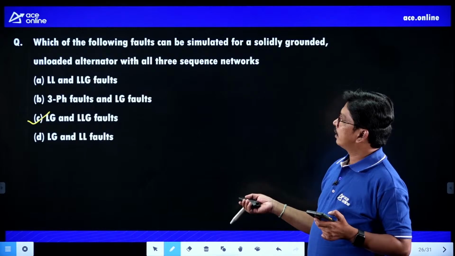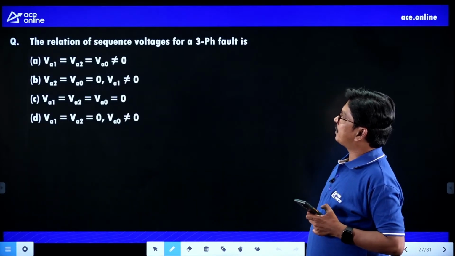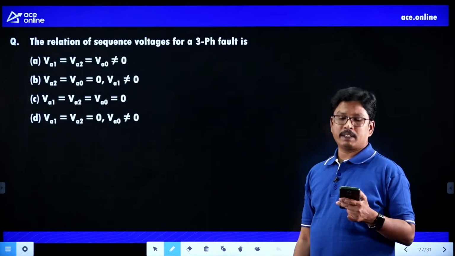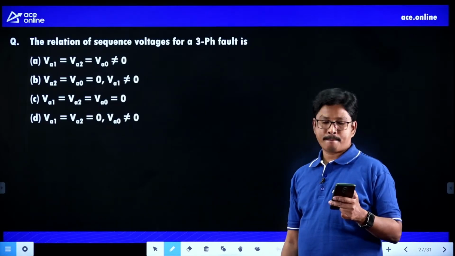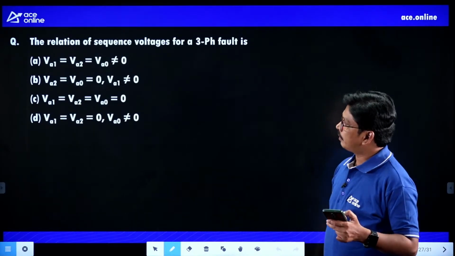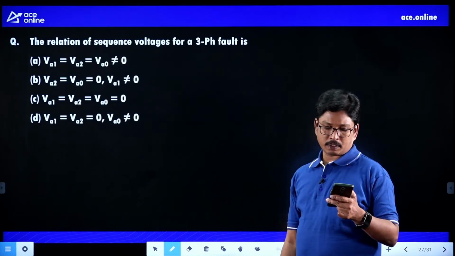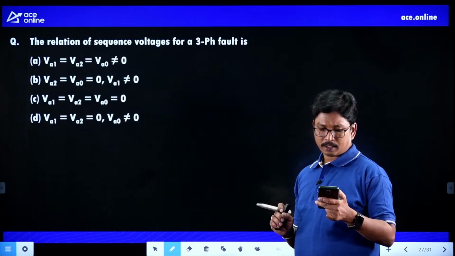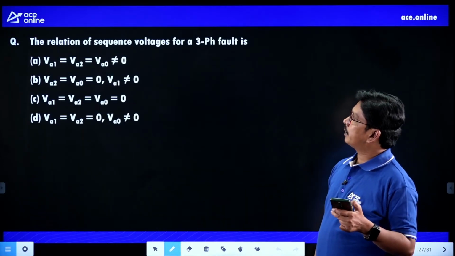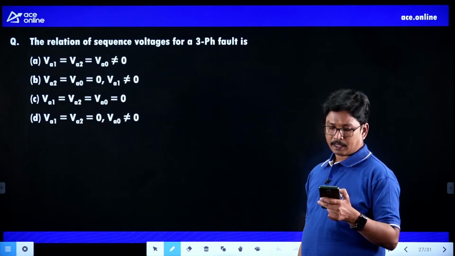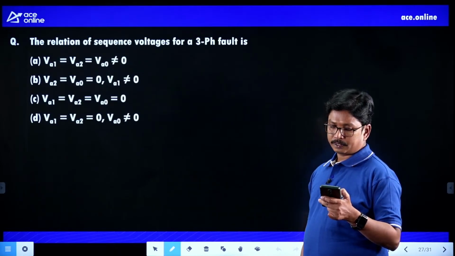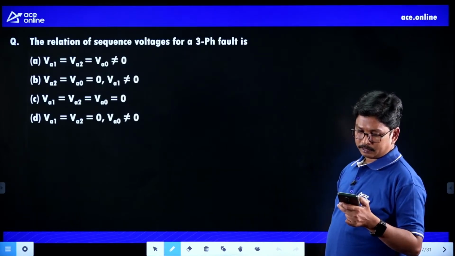Tell me, students, the relation of sequence voltages for a three-phase fault. What is the relation of sequence voltage for a three-phase fault? For this question, what is the answer? Any answer? VA1 is equivalent to VA2 is equivalent to VA0 is not equivalent to 0, right?